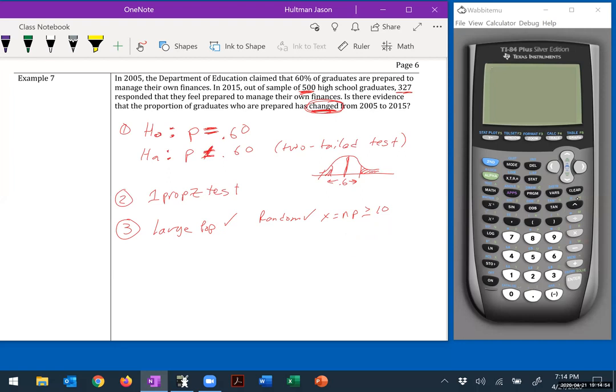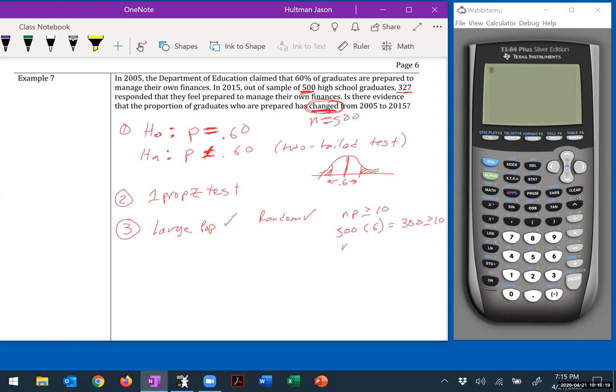Let's go back to this one. This is n times p. N is 500. That's how many were in my sample. Okay, n is 500, and p is my population proportion. Okay, not x. My bad. Okay, p is my population proportion. That's 0.6, which is equal to 300 students, which is greater than or equal to 10.